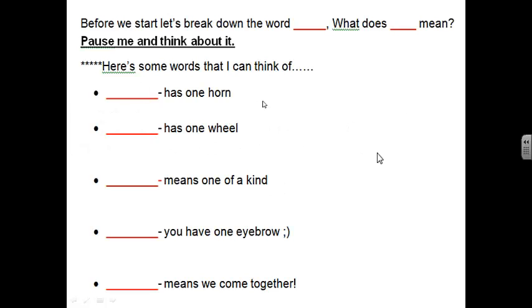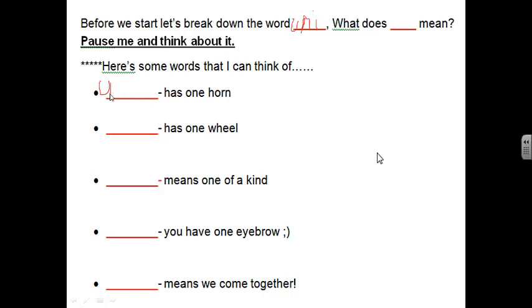Before we start, let's break down the word "uni." Can anyone tell me what uni means? Please pause and think about it. What does uni mean? Alright, here we go. Some words that I can think of, and maybe you looked at this in your notes.